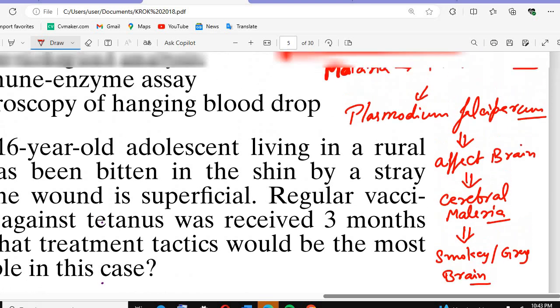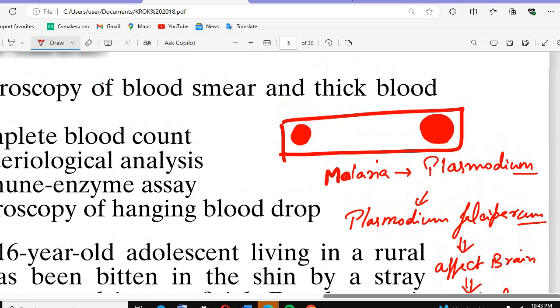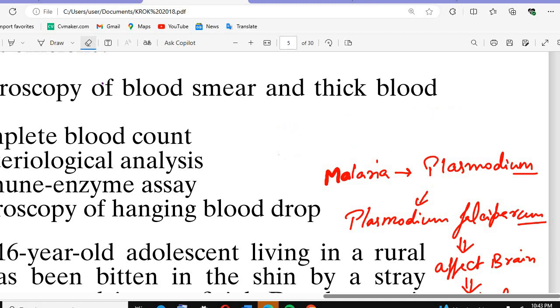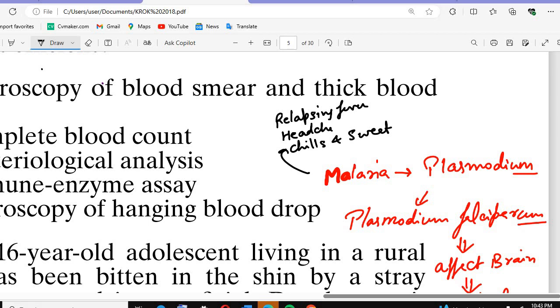In malaria, we have seen that there is an increase in temperature, and then after a few hours a decrease in temperature. So always remember, when we talk about malaria, there would be relapsing fever. Along with the relapsing fever, you will see headache, and the patient would have chills and sweating, the cold sweating.